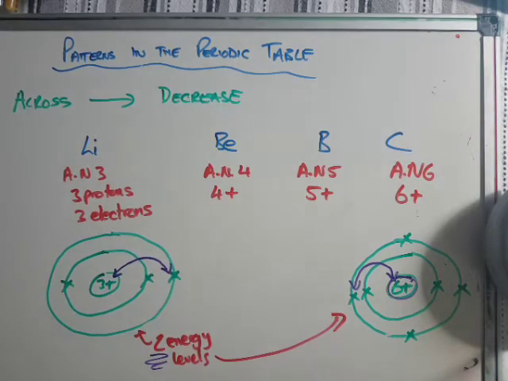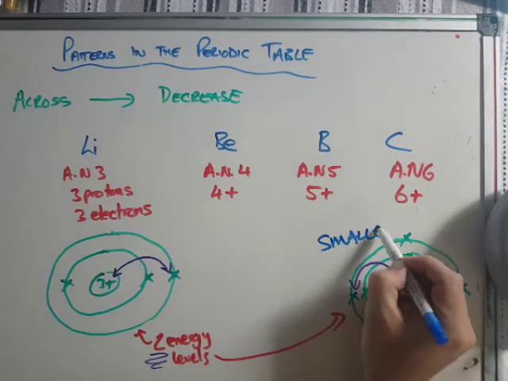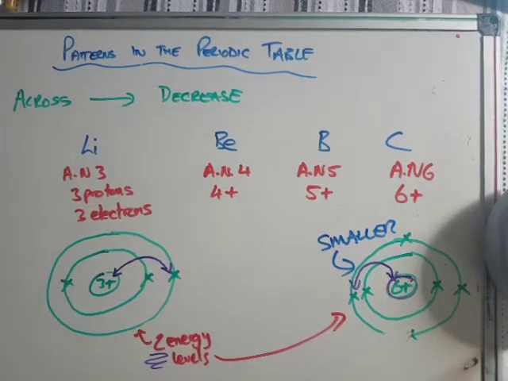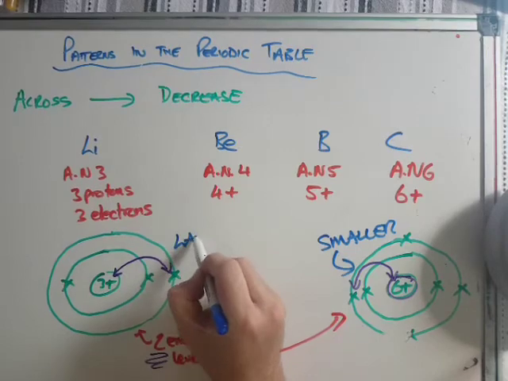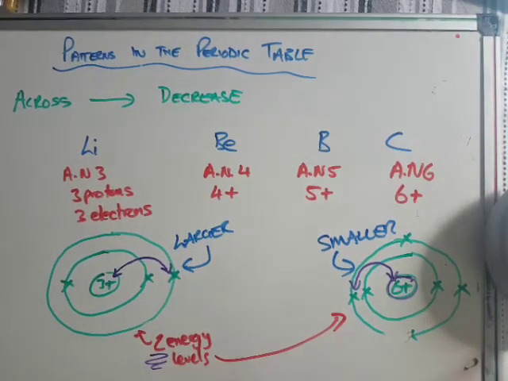So carbon is smaller than the lithium, right? So smaller and larger atoms, and that's the same across the period. So if you imagine beryllium's got the 4 positives in the middle, boron's got 5 positives, it's pulling it in closer and closer and closer. And we can continue that all the way across that period and any period in the periodic table.